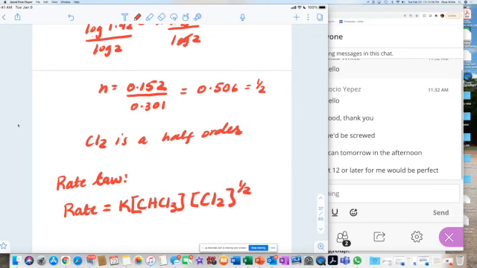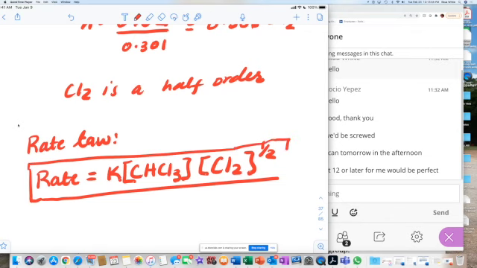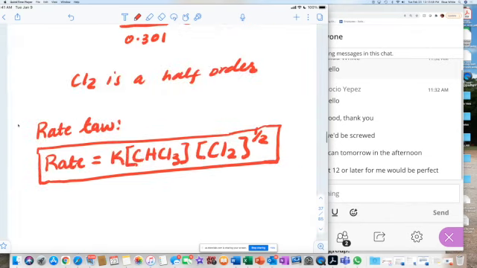It's not common at you guys' level to find fractional orders, but the fractional order is possible. In our case, no matter how I looked at it, I got a fractional order. Okay, so this right here will be your rate law. That will be the first answer you provide. Rate law, you write it in this form. Okay, the second part, they said solve for K.